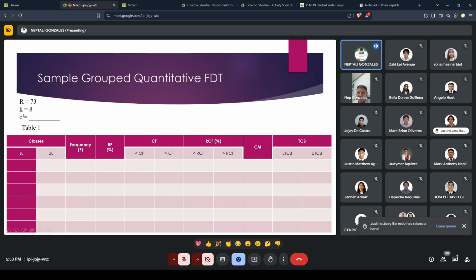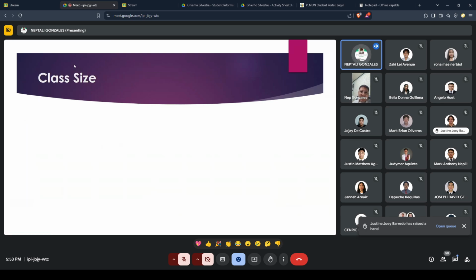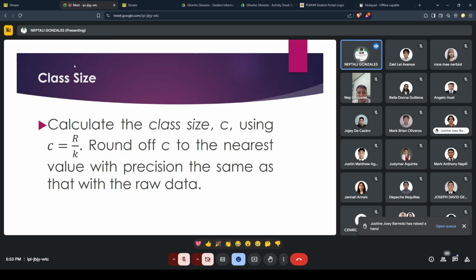Now we will compute for the C. And it is given by the definition class size. So C stands for class size. So in calculating the class size C, we will use the formula C is equal to the range divided by the number of classes. So if your range and number of classes are wrong, the entire FDT will be wrong. So make sure that you have computed correctly the range and the number of classes.